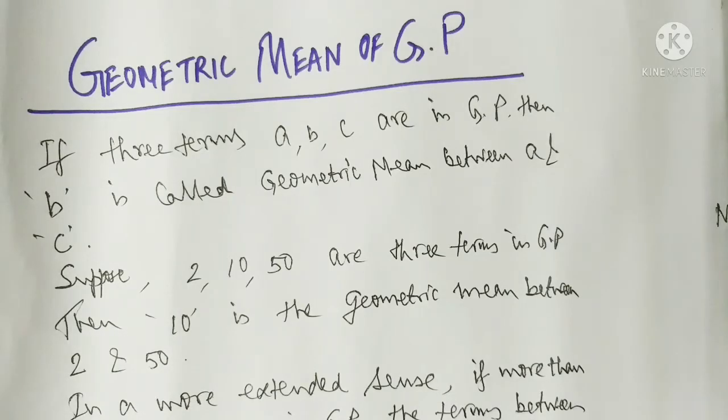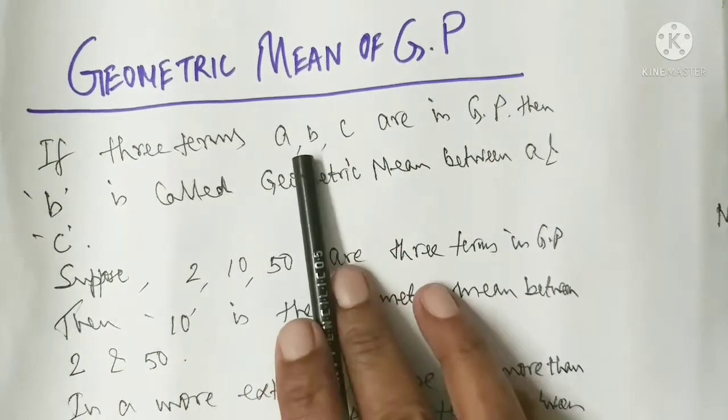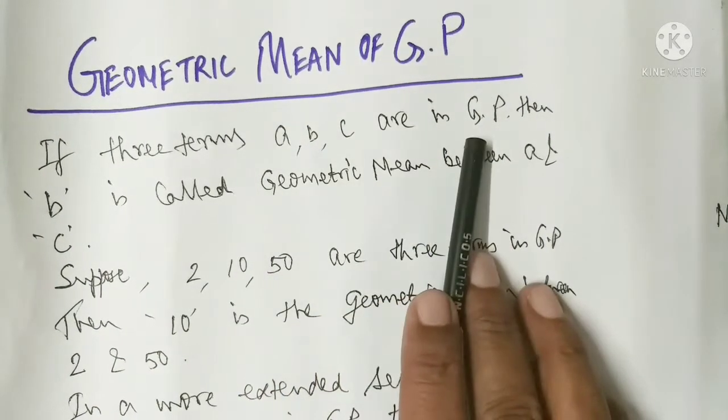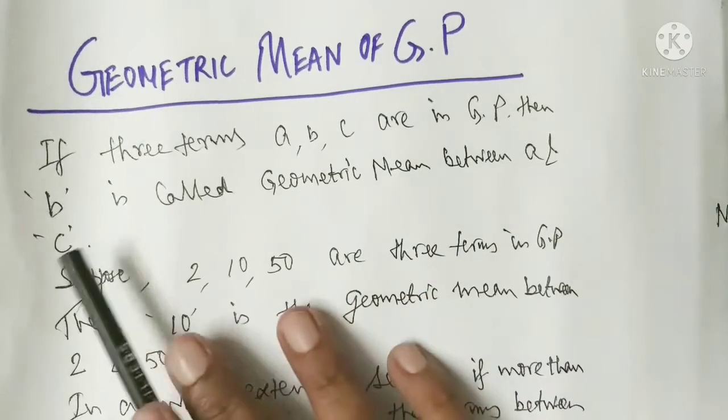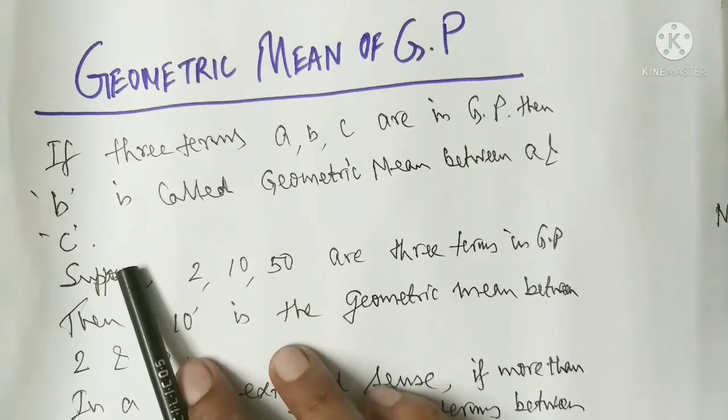Now we start the concept of geometric mean. This is the third concept. In our analysis, in the last video we presented the first concept, nth term. In today's video we presented the second concept, sum of n terms, and now we start the third concept, geometric mean of a GP. If three terms A, B, C are in GP, then B is called the geometric mean between A and C.